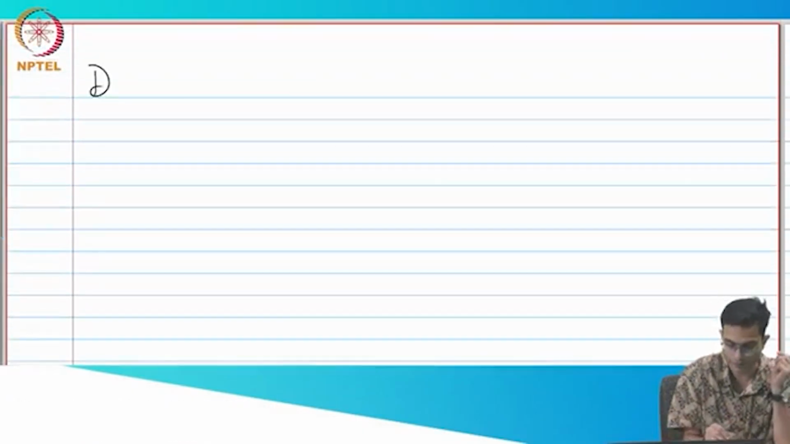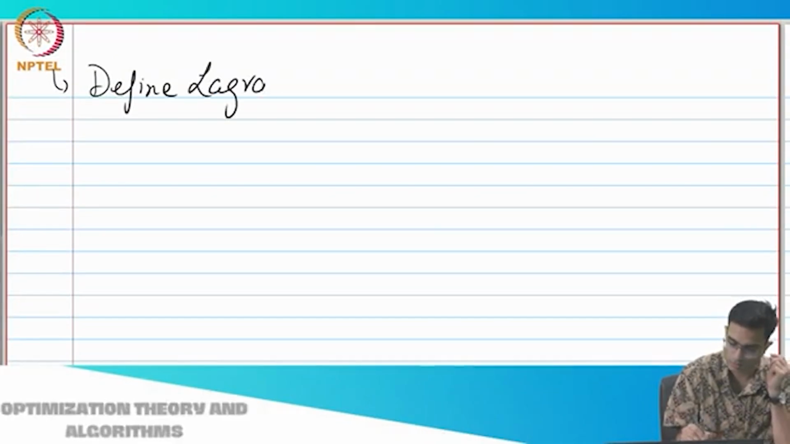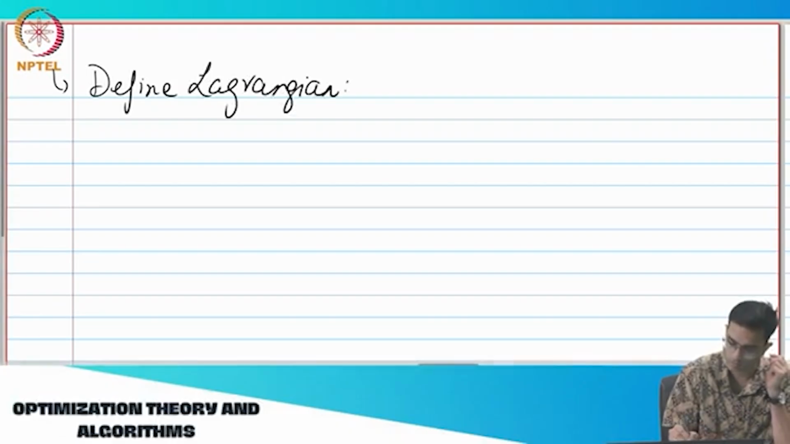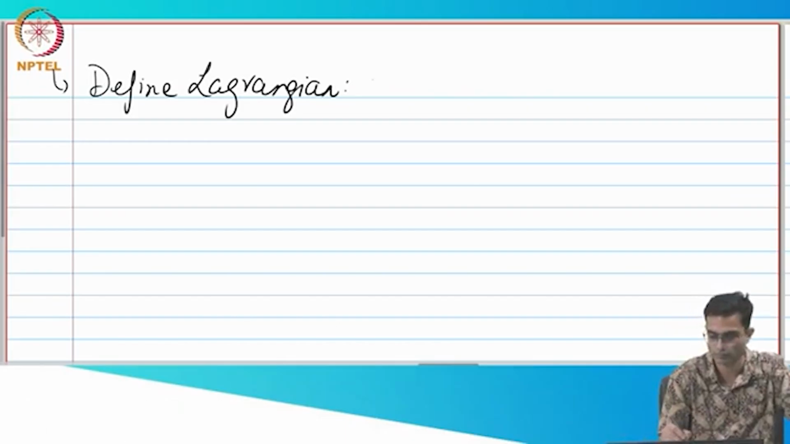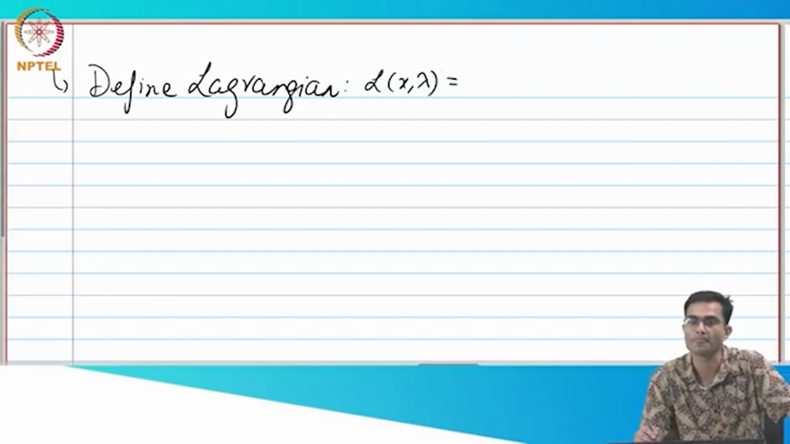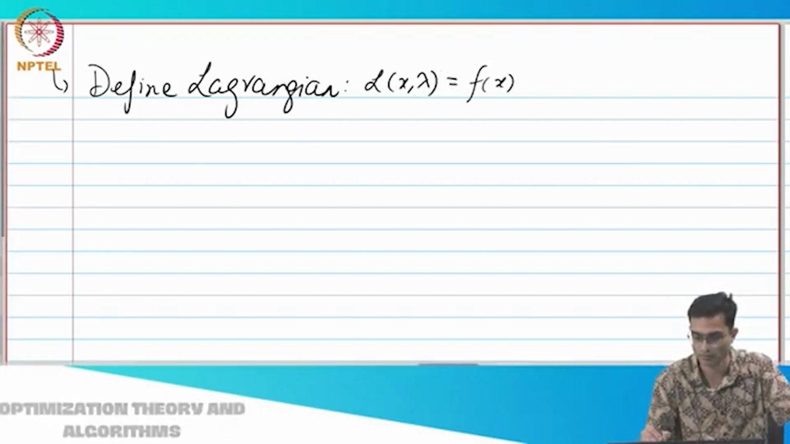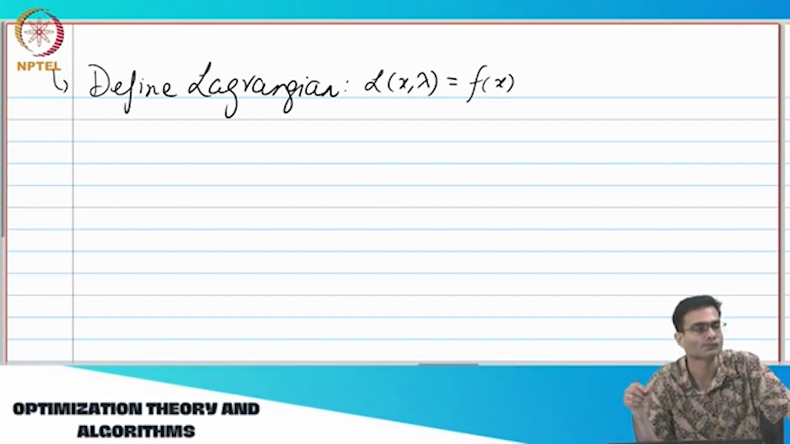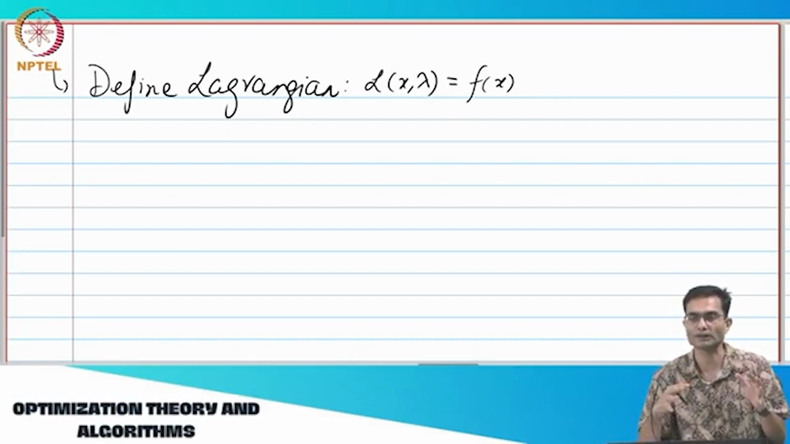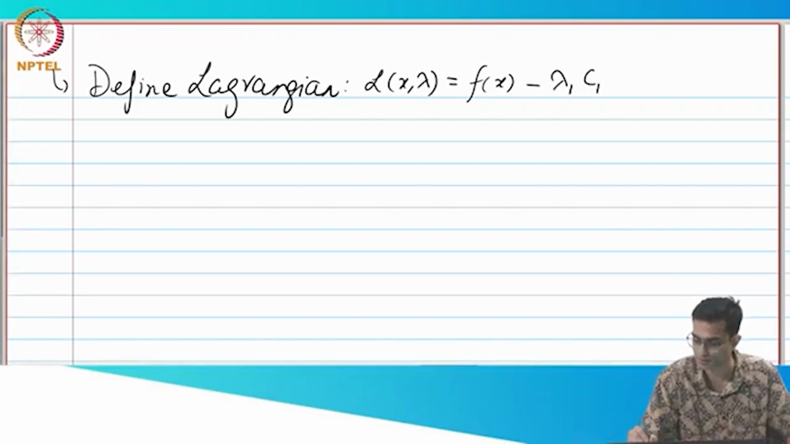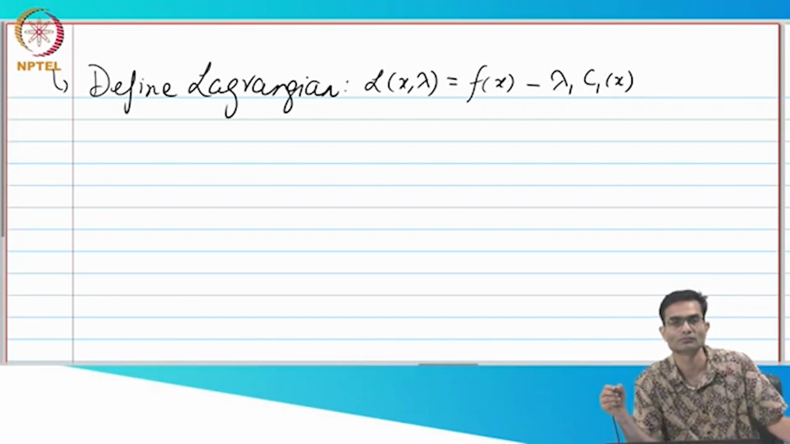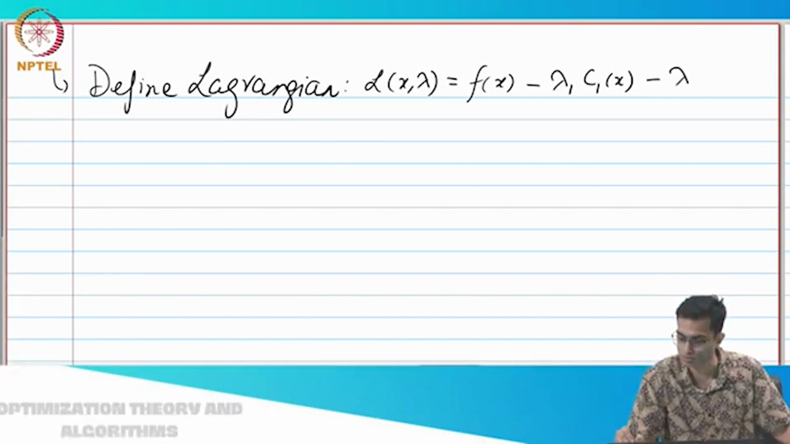Now I want to define the Lagrangian of this problem. So how do I do it? L of x comma lambda. First term should be f of x. Second term, we are just extending what we have learnt to this. So the next terms should be minus lambda 1 c1(x), then minus lambda 2 c2(x).